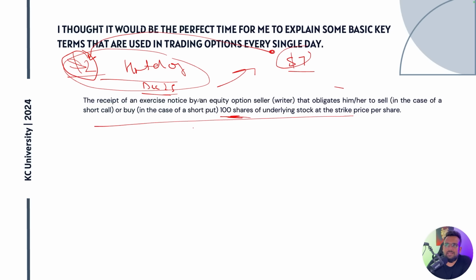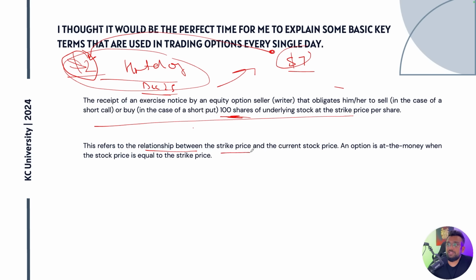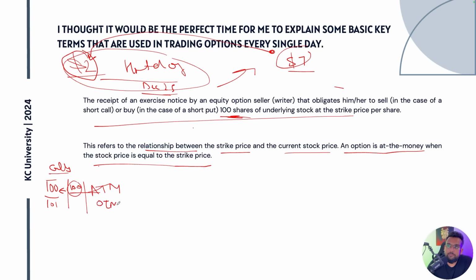That's just easy. Now, the relationship between strike price and the current stock price. An option is at the money when the stock price is equal to the strike price. For example, if the stock price is 100 and you want to do calls, the $100 strike price will be at the money because it's sitting right at the stock price. 101 will be out of the money. 99 will be in the money, because the price is 100, so it's already inside the money right now.